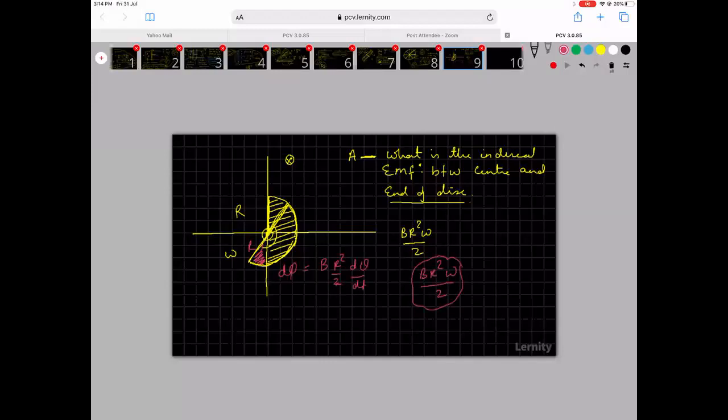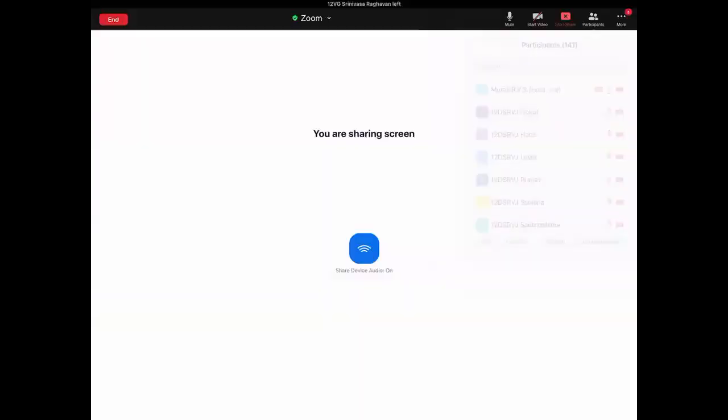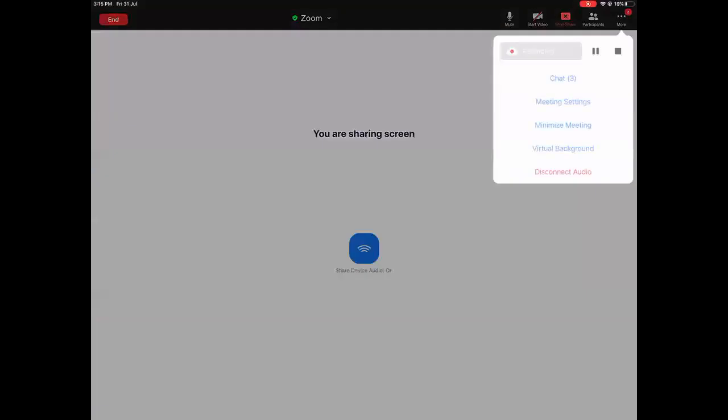But the question was, draw a graph to show EMF versus time. They wanted you to draw a graph. So you have to draw a graph.